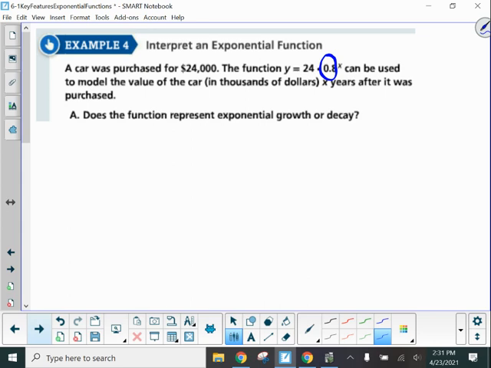That's going to make your value smaller because, for example, if your car is worth $100, which I know there's no cars worth $100 unless they're really junk, well, 80% of 100 is 80. And then the next year it's worth 80% of that. Well, 80% of 80 is going to be 64. And it's going to keep going down and down and down. So because it is going down, this is going to represent exponential decay.